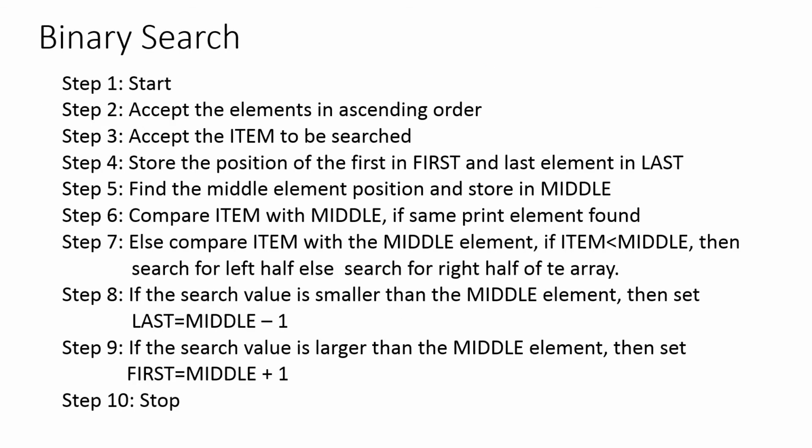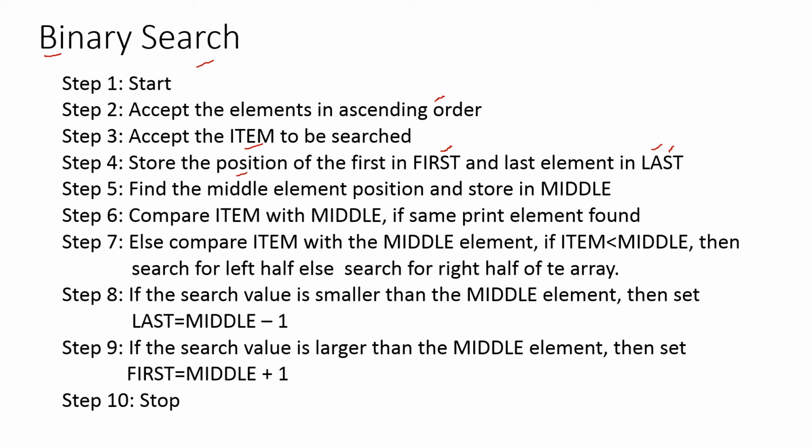Now, next is binary search. Binary, that is 2. In this case, the whole set of elements is to be arranged first in ascending order. If they are arranged, then it is okay. If they are in random order, first you have to arrange them in ascending order. Then accept the item to be searched. Two variables used in this are first and last. First shows the first element and last shows the last element.